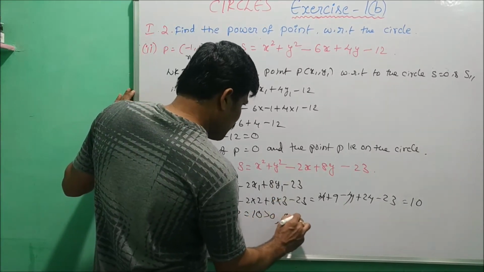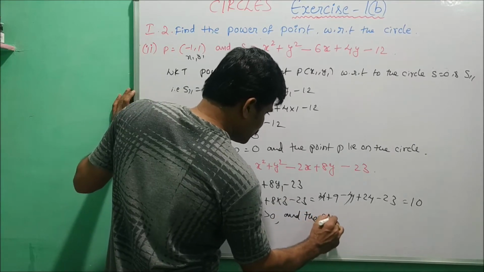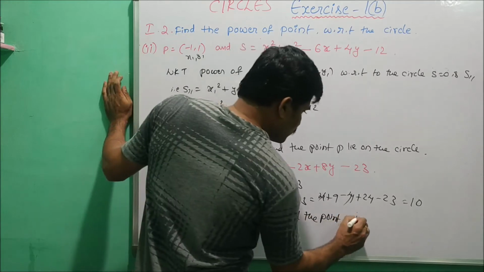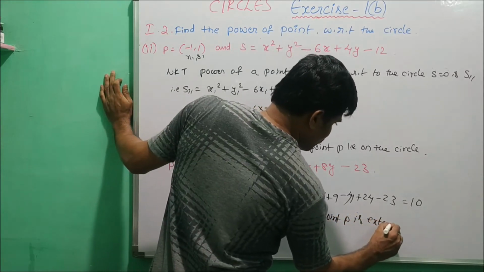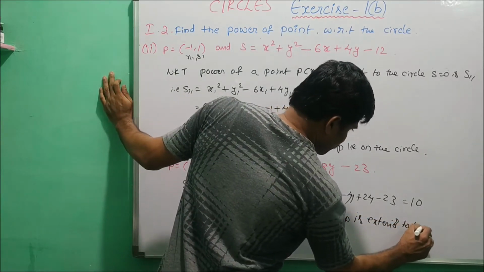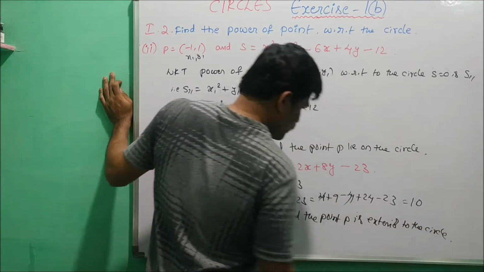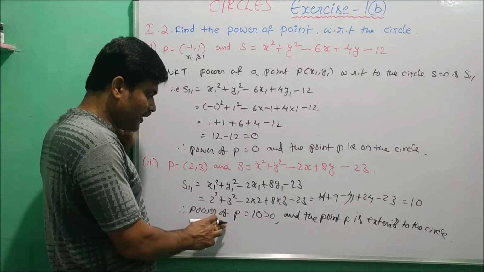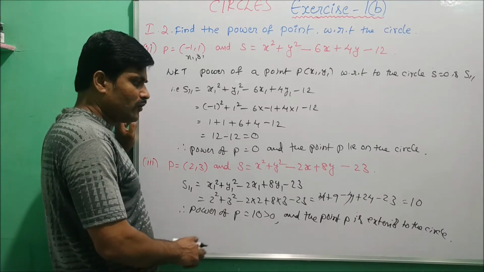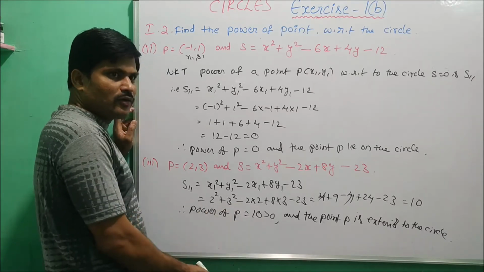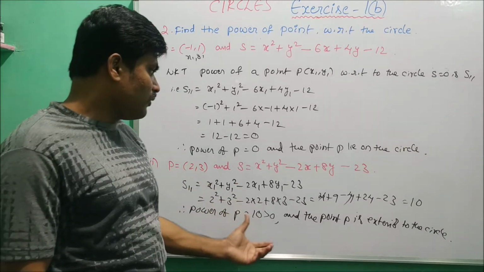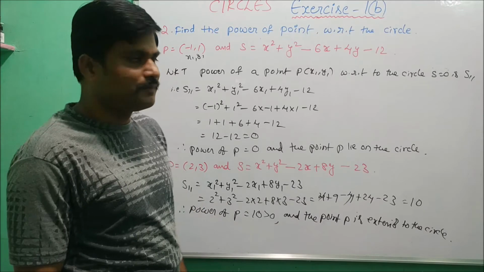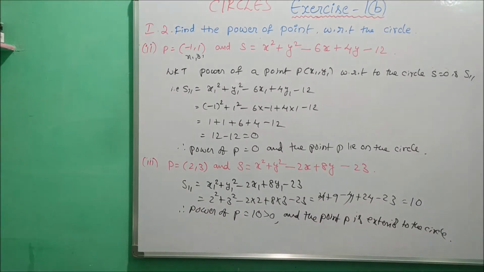And the point P is exterior to the circle. Not only do we write the position, here we directly have to find the power of P, which is always positive, and also we have to take the position of that point. This is the solution.